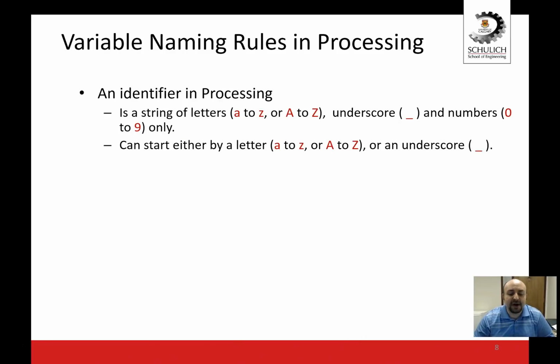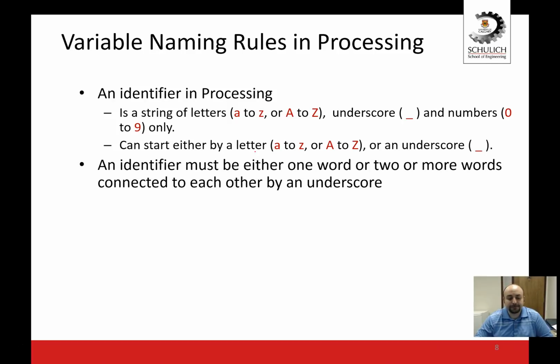An identifier, or the name of a variable: these are just rules you basically have to memorize, but it's pretty logical. It needs to be a string of letters from A to Z lowercase or from A to Z uppercase. You can also have underscores and numbers from 0 to 9. But it can only start with a letter from A to Z or an underscore. So you cannot start a variable with a number. An identifier must be either one word or two words connected to each other by an underscore.